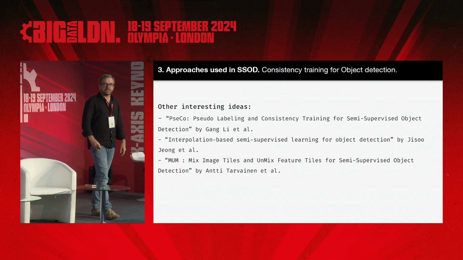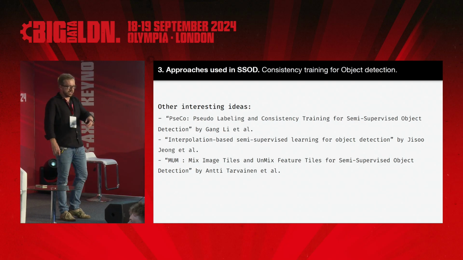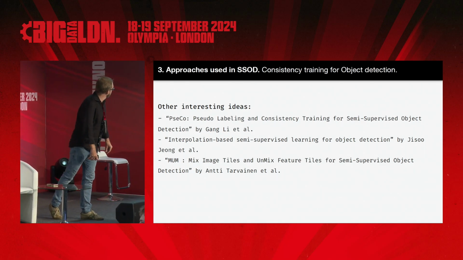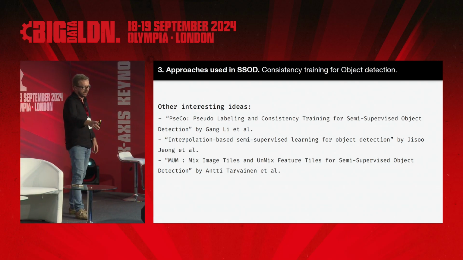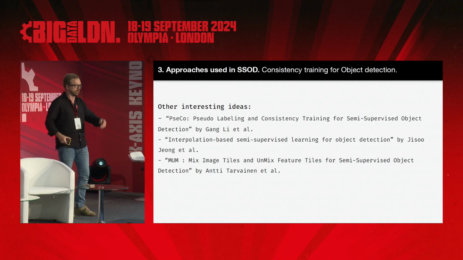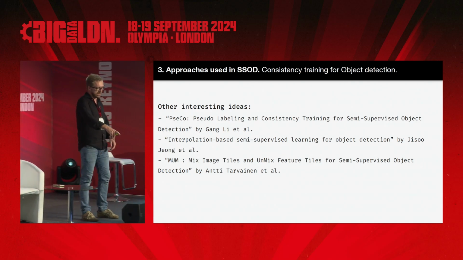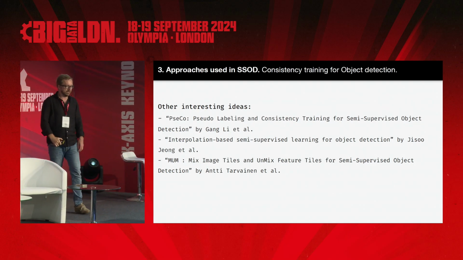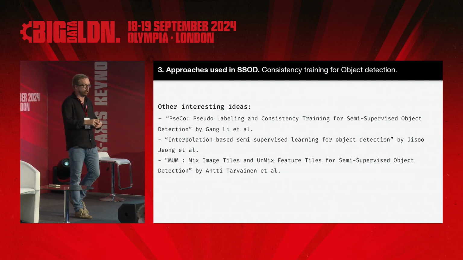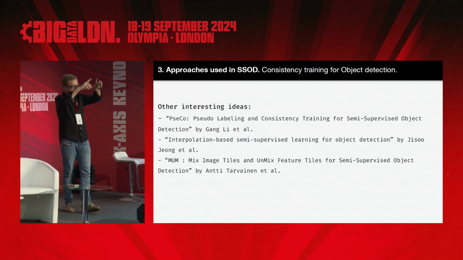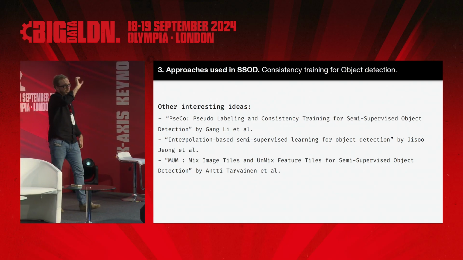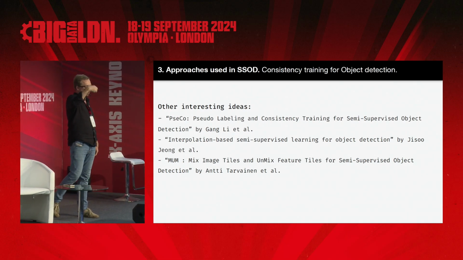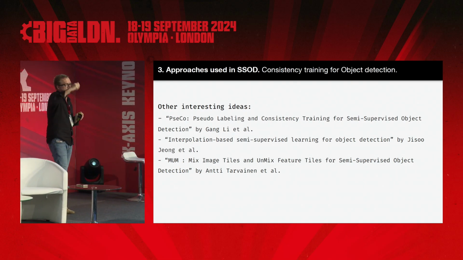Apart from these ideas that I mentioned, I just keep here other ideas that make sense to explore if you are interested. So later you can just take a look at the presentation and go through this. My favorite example is the last one, mix image tiles and unmix feature tiles. So shortly, the idea is like this. They have an image, put some patches, mix them up, apply a neural network, and on the output do the opposite operation.